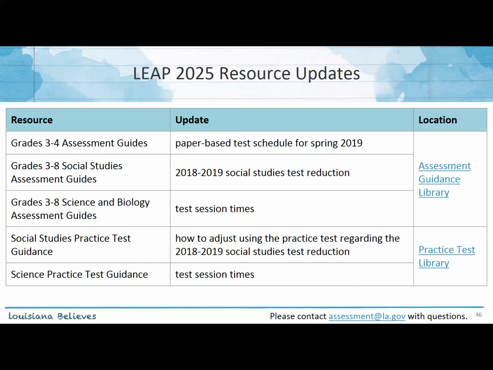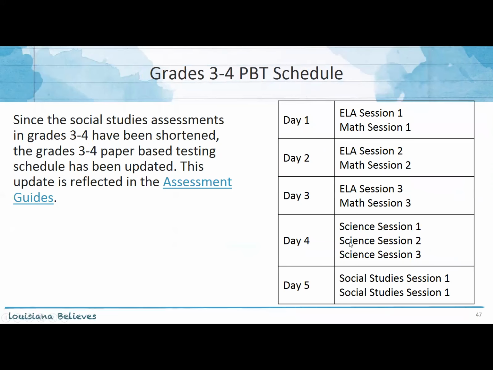Our LEAP Connect ELA constructed response samples are available, and there is one for grades 3 to 5, one for 6 to 8, and one for 11. And these constructed response samples include a student response template, directions for administration, and constructed response stimuli. Due to the social studies assessments in grades 3 and 4 being shortened, the paper-based schedule for grades 3 and 4 has been adjusted. And so this has been updated in the assessment guides, and the schedule is located here.